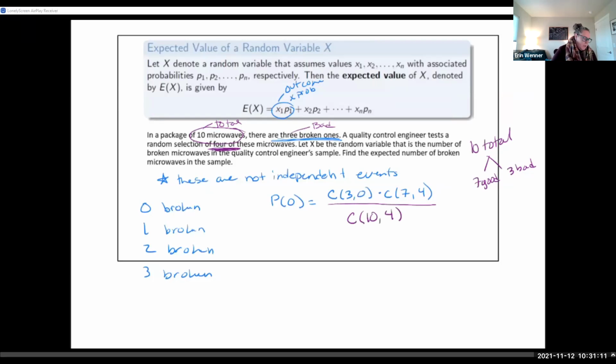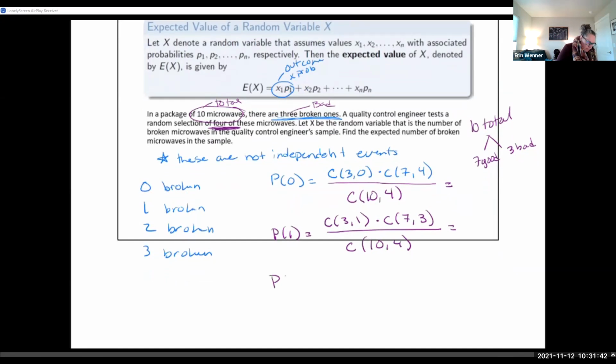So that's a probability of 0. Probability of 1 is going to be the combination of 3 items taken 1 at a time times the combination of 7 items. And we only want to choose 3 now. Again, we're choosing 3 because we want a total of 4. We want 1 bad, so we need 3 good. And again, this is going to be over the combination of 10, choose 4.